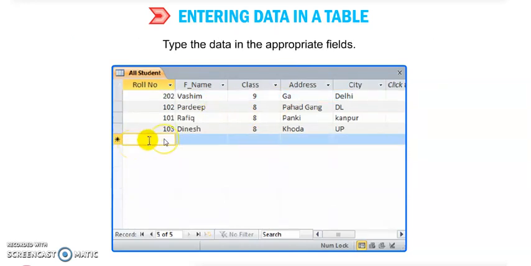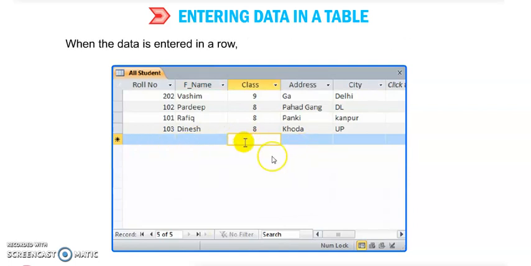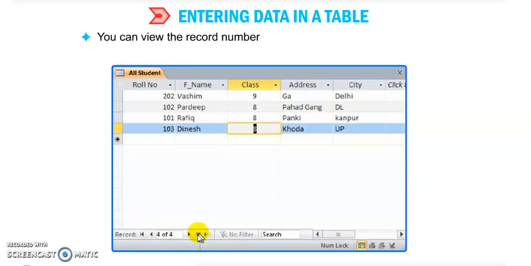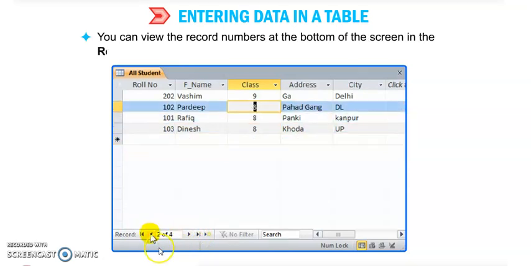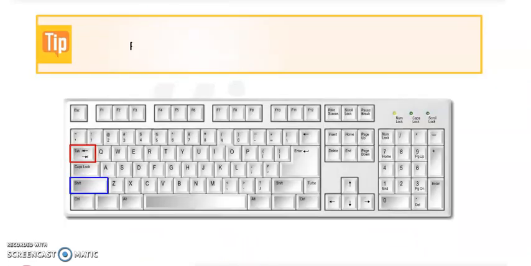Then type the data in the appropriate fields. Press either the enter or tab key to move to the next field, like in Excel. When the data is entered in the row, a new blank row will appear automatically. Then you can insert any number of records in your table. You can view the record numbers at the bottom of the screen. You can see the record navigation bar over here. You can point to the arrows for the next and previous record.